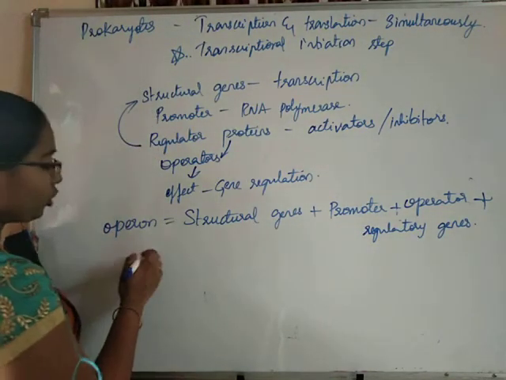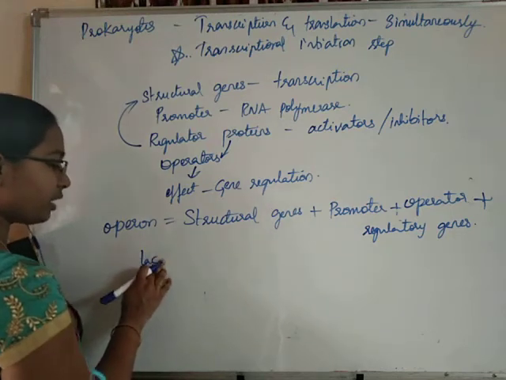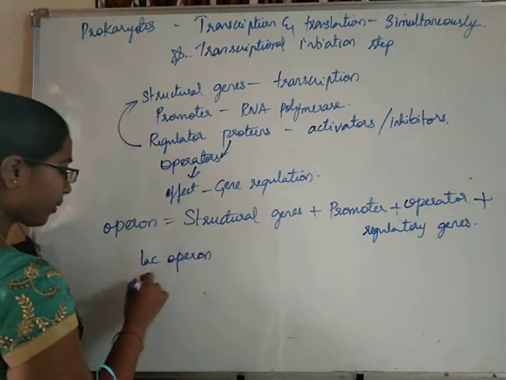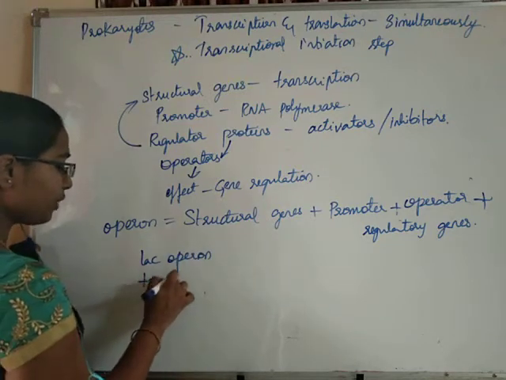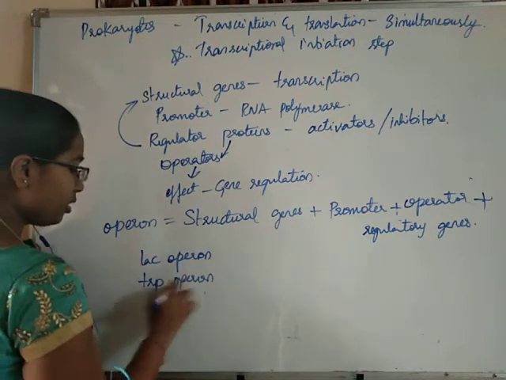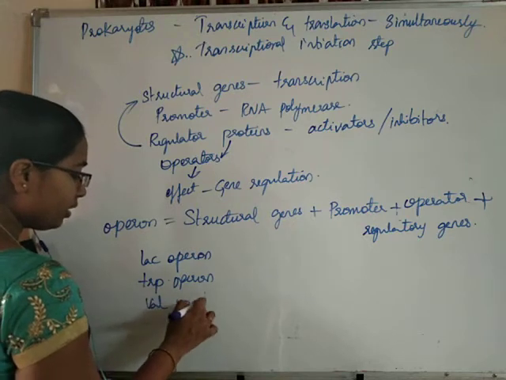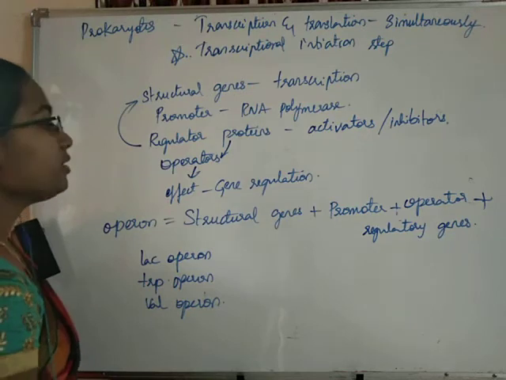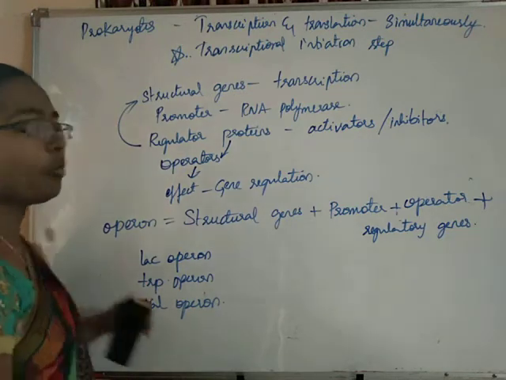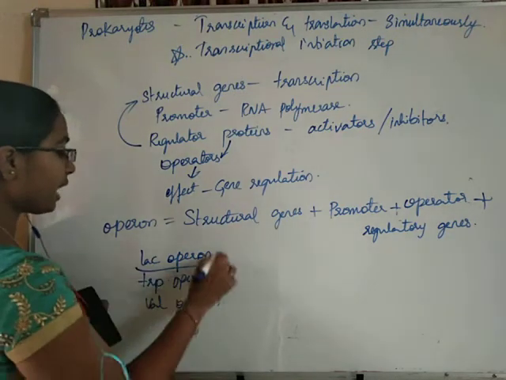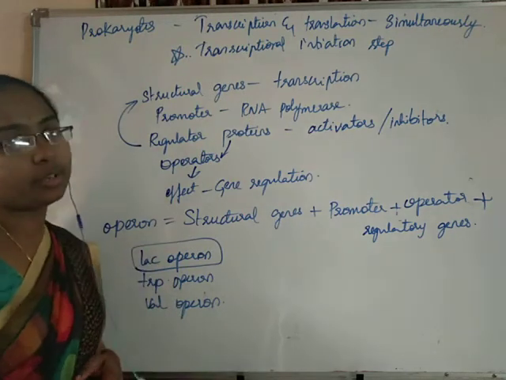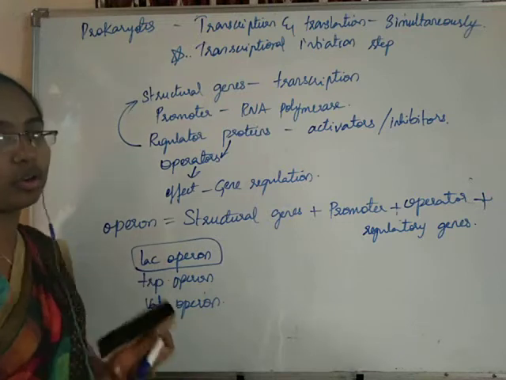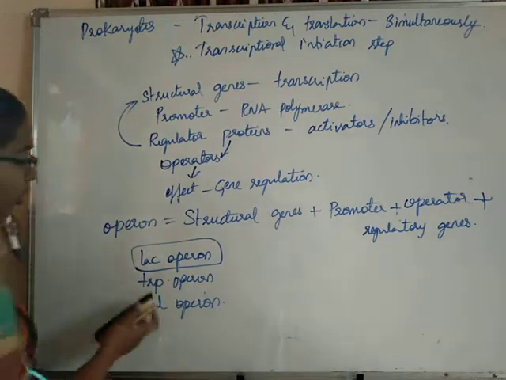There are many different operons in the body. Examples are the lac operon, tryptophan operon, and valine operon. Like that, there are different operons known to us. Let us now learn more about the operon concept. We are going to learn about the lac operon, which is seen in prokaryotes, particularly E. coli. Let us learn about the lac operon in detail.